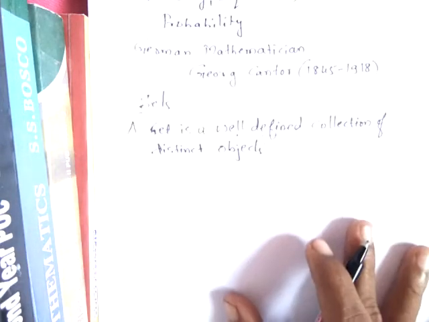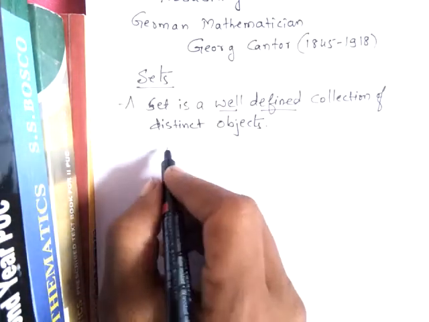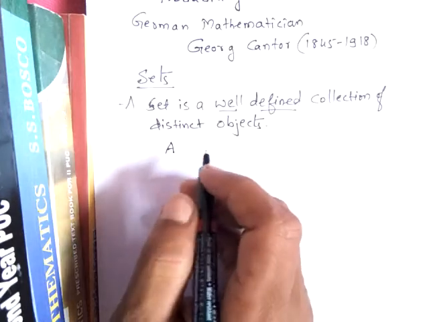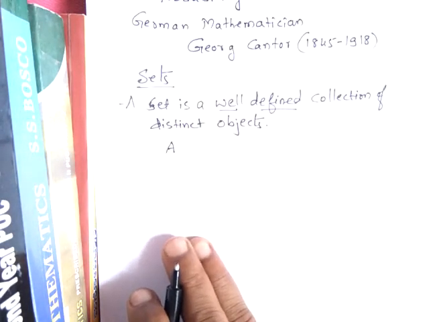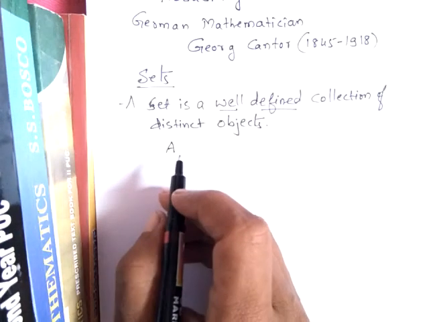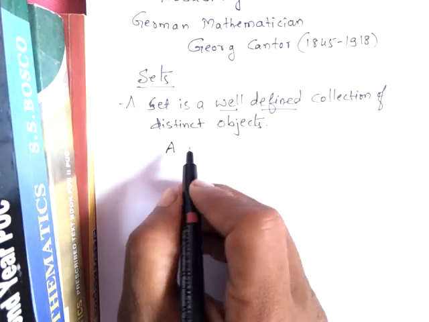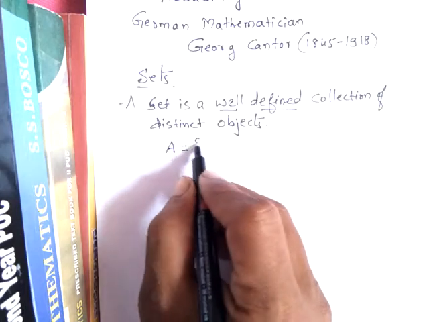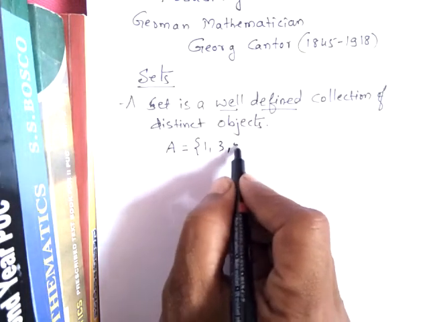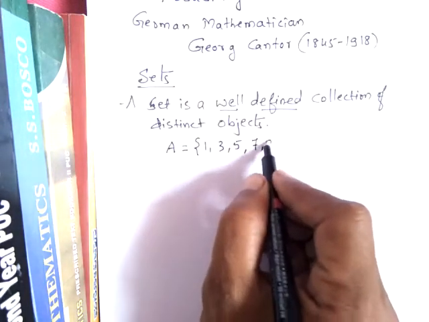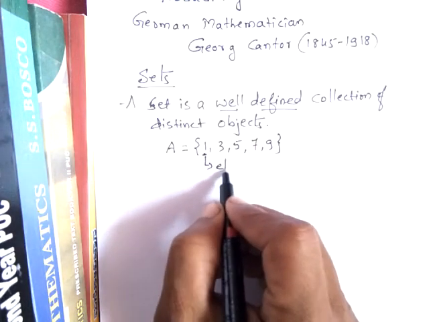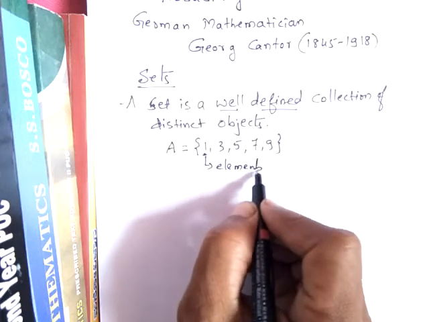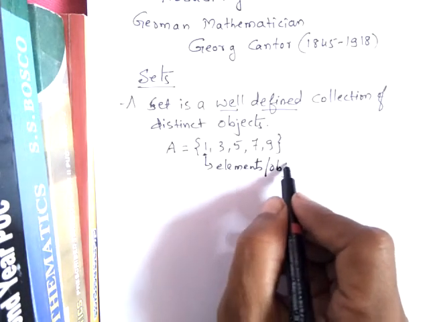I will give one example here. Sets are denoted by capital letters like A, B, N, Q, R, S. Any capital letters we use to denote the sets. For example, A is equal to 1, 3, 5, 7, 9. See here, these are all called elements, or objects.